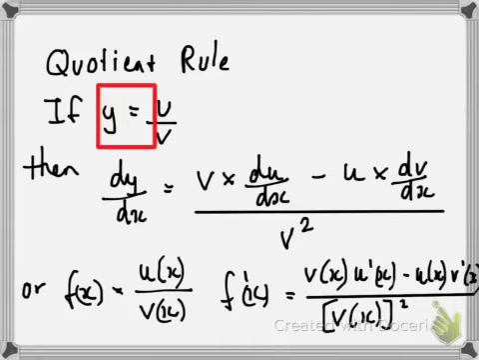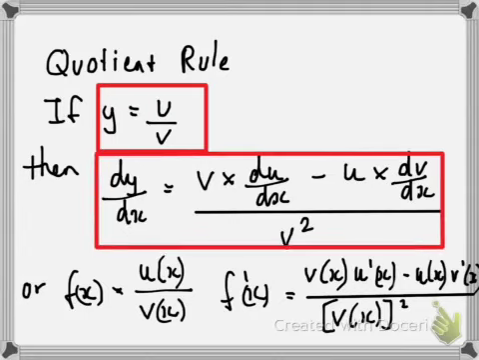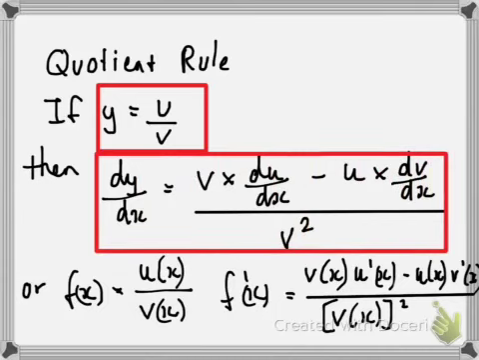So if we've got that situation, we're going to label one of the functions u and the other v. And the quotient rule is this: the derivative is the function in the denominator position multiplied by the derivative of the numerator, minus the numerator multiplied by the derivative of the denominator, over v squared. Okay, so it's got three distinct parts there.